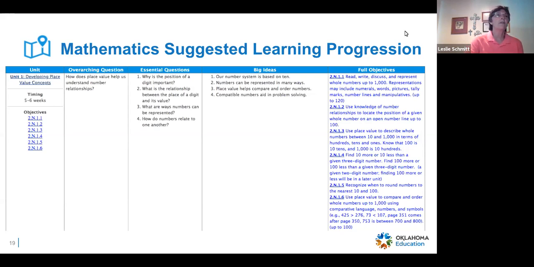The same notations for objectives are similar throughout. So this is a 2nd grade level learning progression. Also, you see the overarching question of what the end goal is going to be. You have essential questions that you are to consider in your planning, and then the big ideas. What are those students going to be able to do when they master this particular standard? The full objective is listed on the right side of the page, and again, those are hyperlinks that will take you into greater detail on each one of those standards.